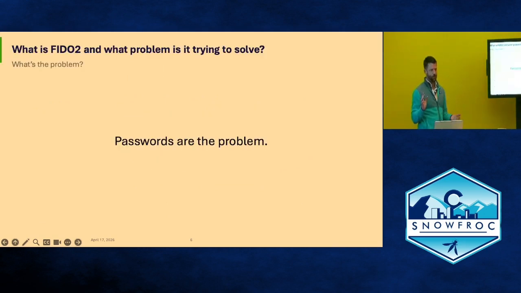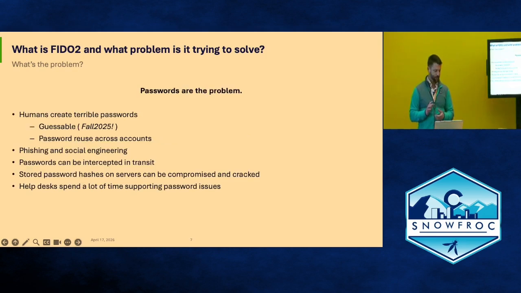Okay, what problem are we trying to solve? We're trying to solve the problem of passwords. I mean, everybody knows that passwords are the problem. It's what we've been talking about for a long time. Humans create terrible passwords. They're difficult to remember. They're easy to guess from an adversary perspective. Phishing and social engineering. Passwords are a secret that's sent over the internet, so they can be intercepted. Hashes of passwords can be cracked.